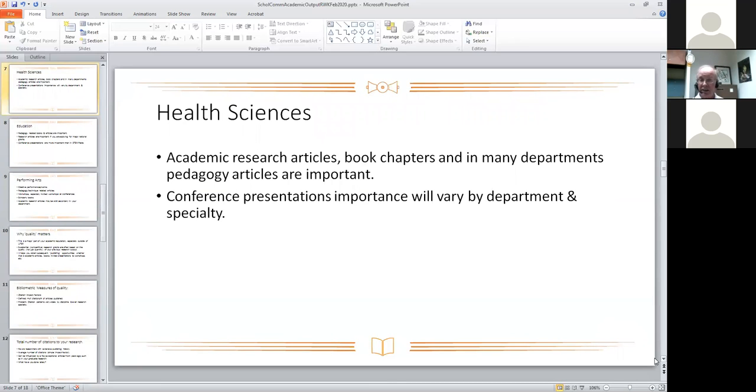You get into health sciences, and I'm talking about kinesiology, physiology, the areas over in the College of Nursing, College of Health Sciences. You should look at physical therapy, academic research articles, book chapters. But in many departments, pedagogy articles are also quite important. So in areas such as kinesiology, you're talking about articles on how to do certain activities, okay? Or in physical therapy, can be quite important, not just research studies. Conference presentations' importance will vary by the department, even by the specialty within the department.